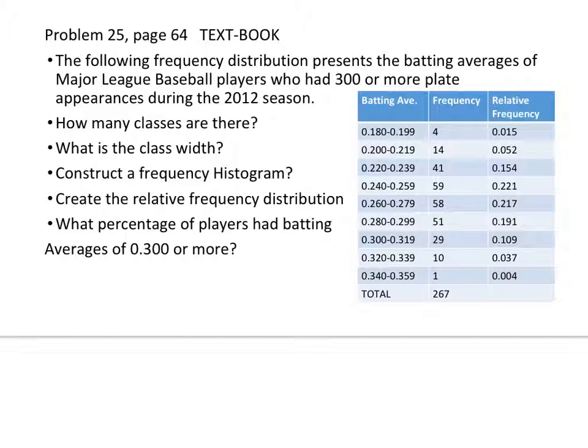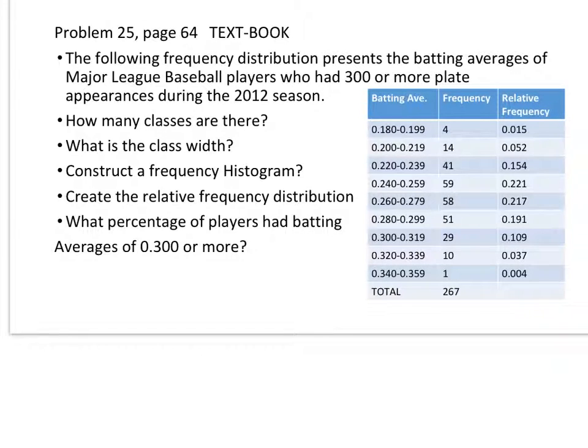So the following frequency distribution presents the batting averages of Major League Baseball players who had 300 or more plate appearances during the 2012 season. How many classes are there? Well, we can count that, right? Let's see here. 1, 2, 3, 4, 5, 6, 7, 8, 9 classes, right? These are batting averages, and that's the class intervals, right? So we had 1, 2, 3, 4, 5, 6, 7, 8, 9 of those, right? So there were 9.